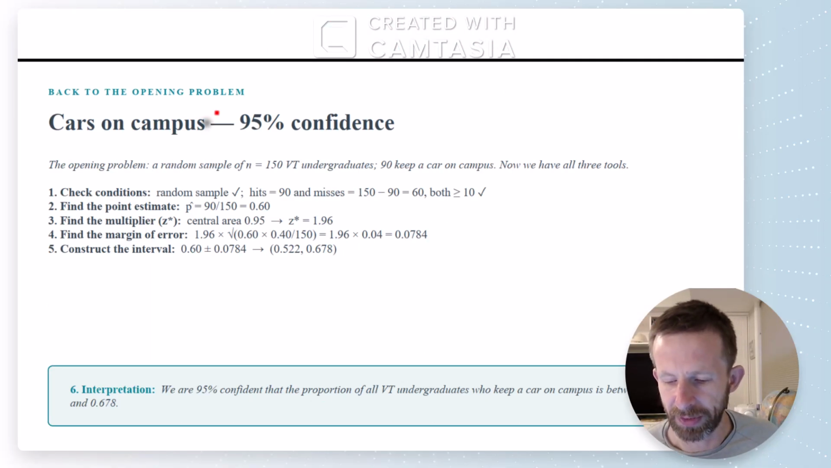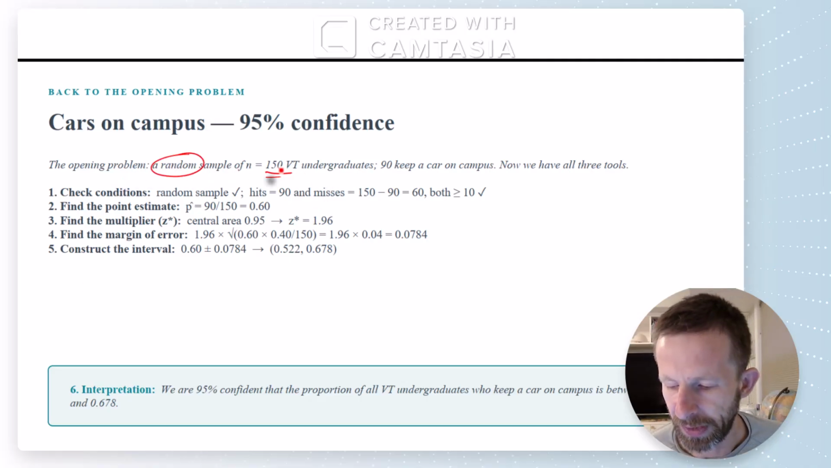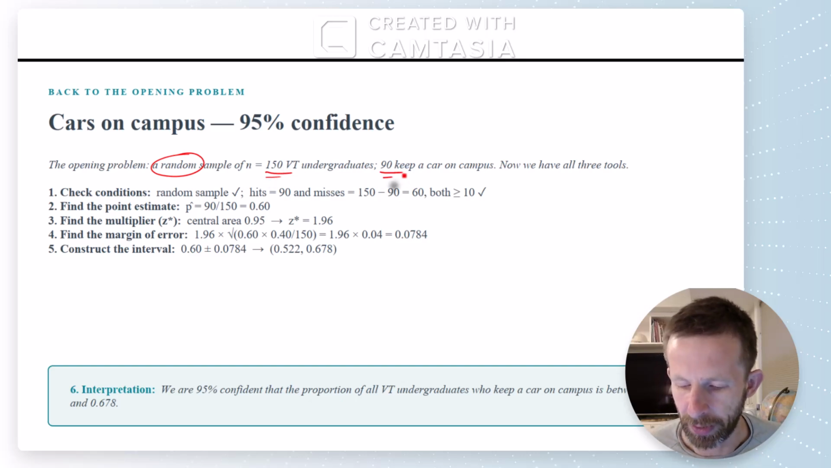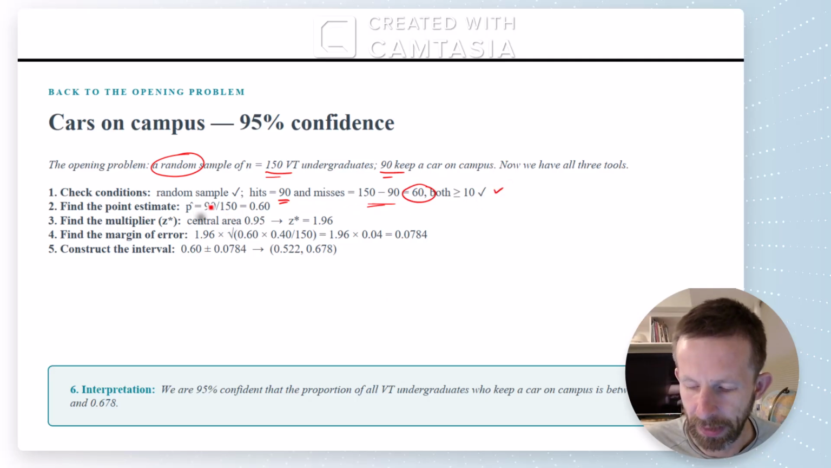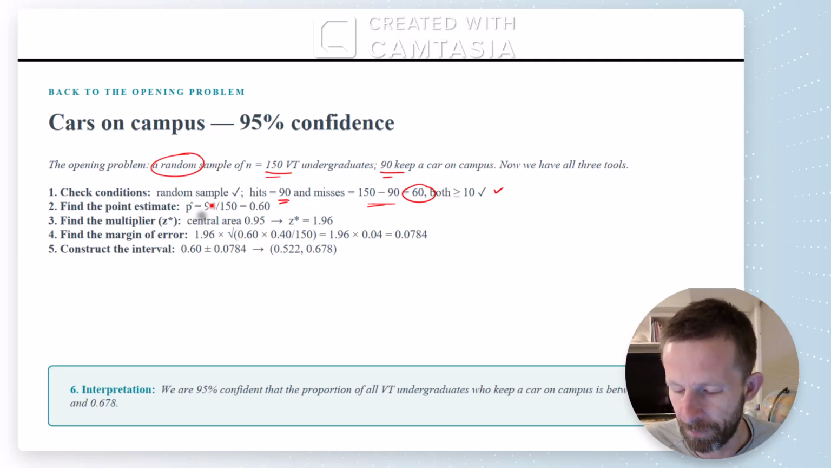All right, so let's construct the confidence interval. So now we have a random sample. That's good. 150 VT undergraduates, 90 keep a car. All right, so the hits are 90, misses 150 minus 90 is 60. Both are greater than or equal to 10. That's good. Our point estimate is the proportion of the sample that keeps a car on campus. So 90 out of 150, 0.6.